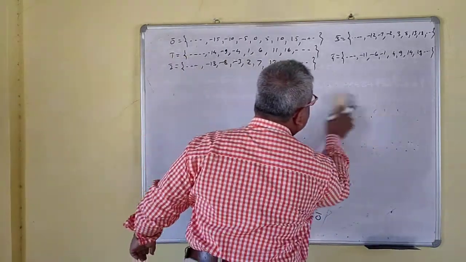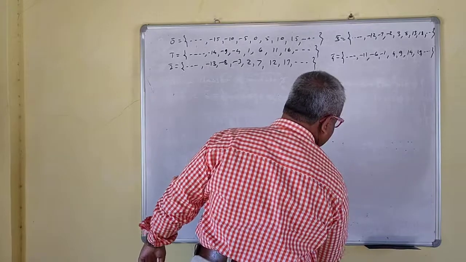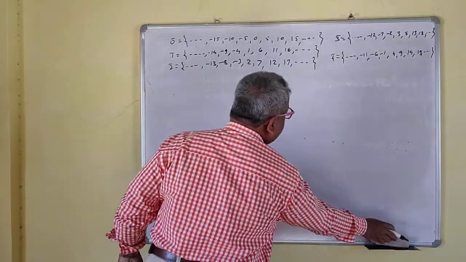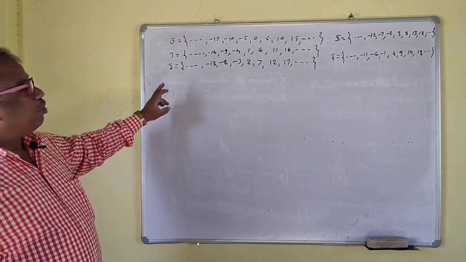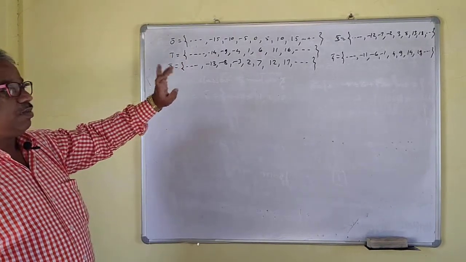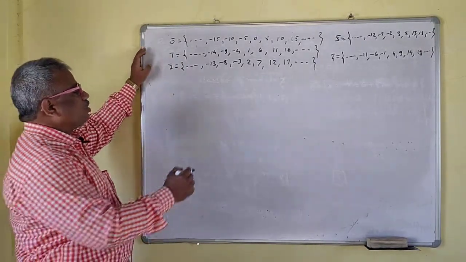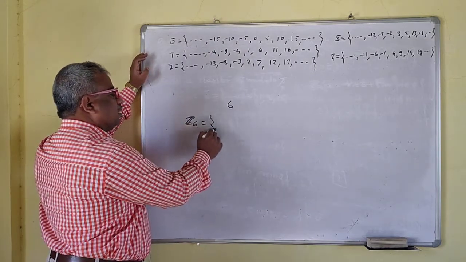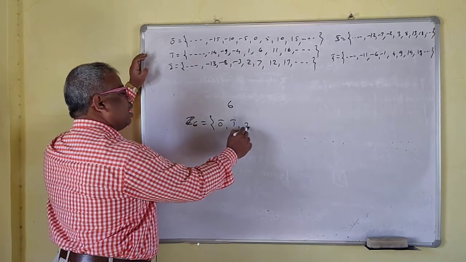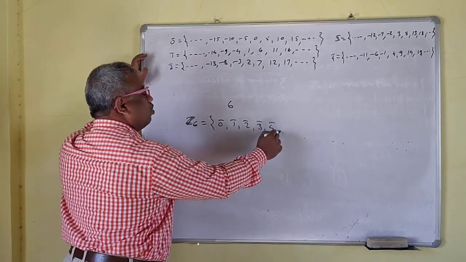See that there are exactly 5 residue classes modulo 5. That is 0 bar, 1 bar, 2 bar, 3 bar, 4 bar. Suppose modulo 6, then what? Z6. Then this is 0 bar, 1 bar, 2 bar, 3 bar, 4 bar, 5 bar.